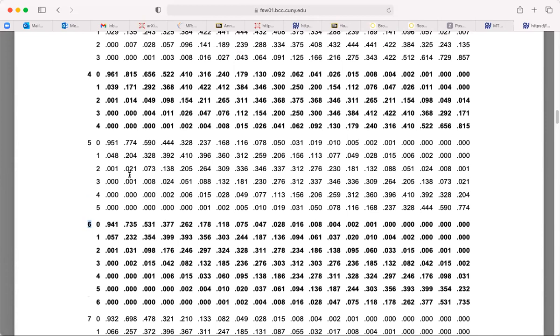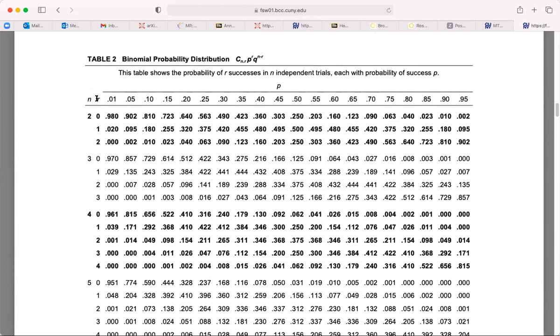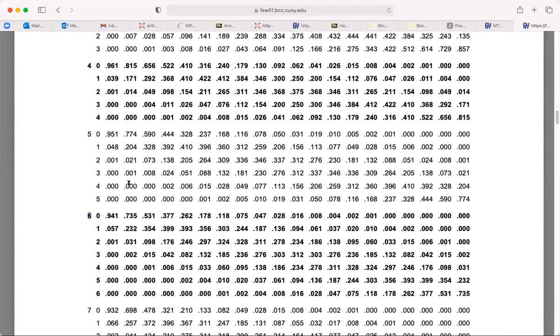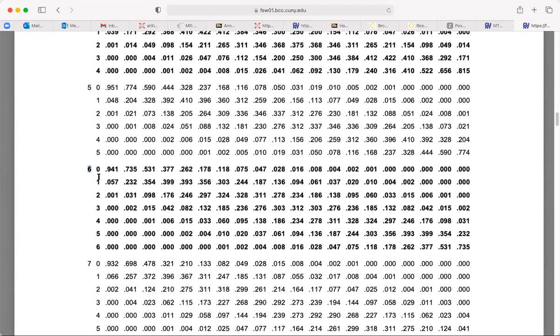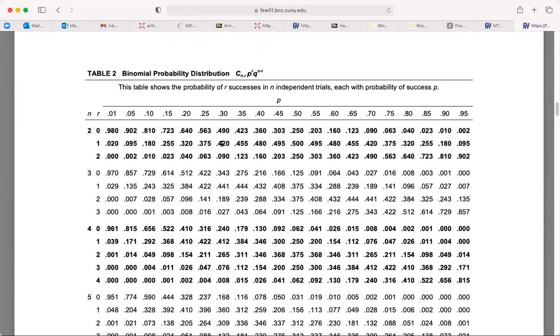Now our r, the number of successes r, is the second column. So in our case, in the first question, r is also 6, right? So n is 6, and then we have r going from 0 to 6. So in our question, of course, r is equal to 6, and then next we have the p. You see the P, you have 0.01, 0.05, 0.10, 0.15. That's supposed to be your P, okay?